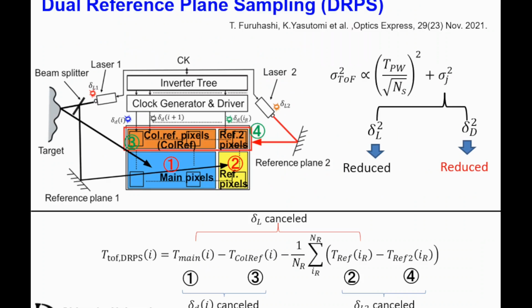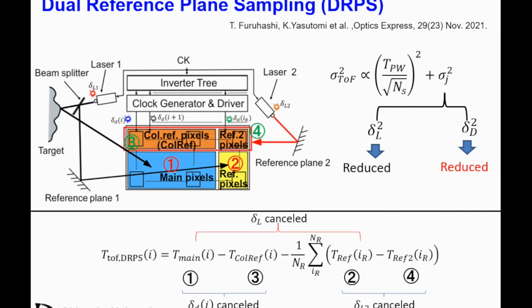So to reduce the gate driver jitter, we first implemented a technique we call dual reference plane sampling. This technique is very simple. We make a reference pixel for the column-wise direction. By taking the difference, 1 minus 3, the gate driver jitter is the same for the column, so column jitter can be cancelled.